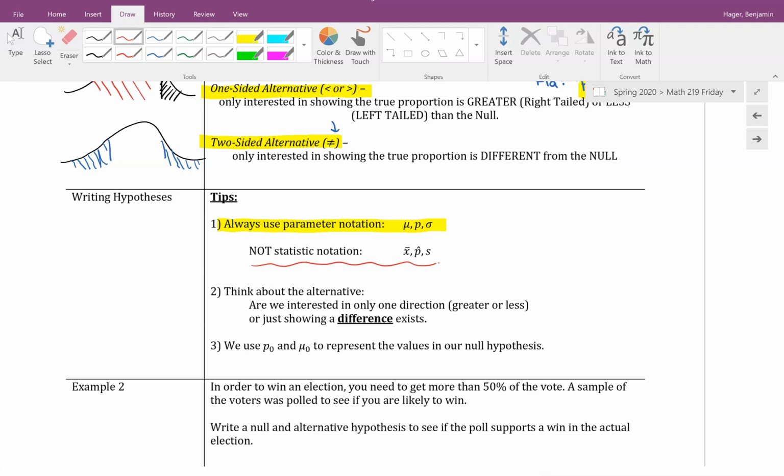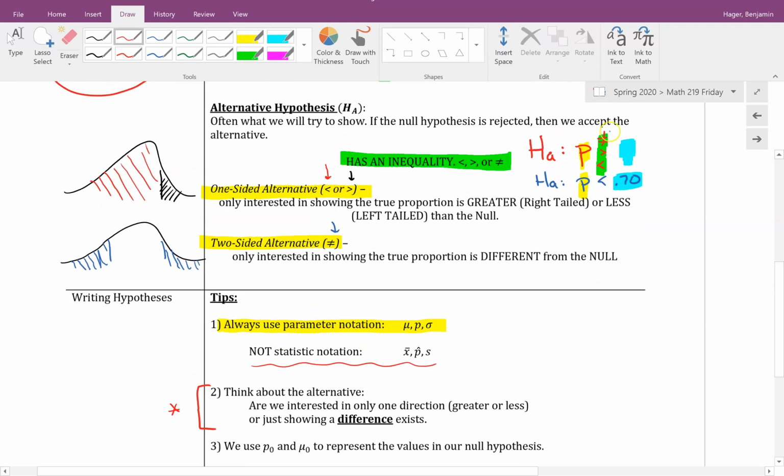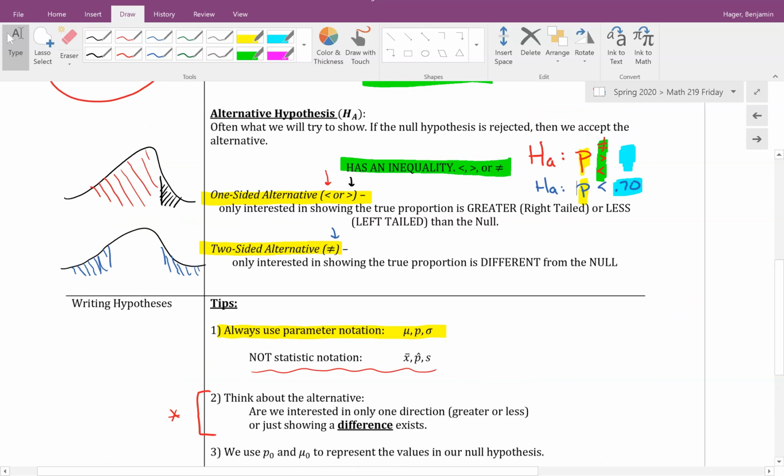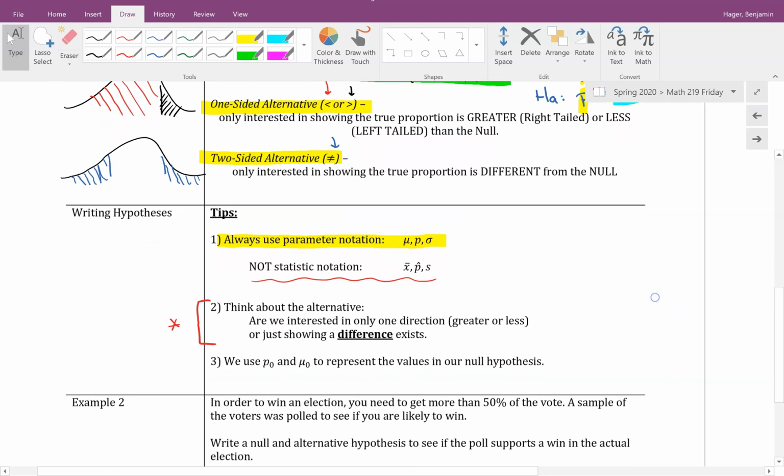Okay, and here they say think about the alternative. Generally, when you read the problem, there's going to be a natural way to make this selection. That's what they're talking about here, is give some thought. Don't just pick randomly not equal or greater than or less than. Look at the problem, and there's going to be one of these that makes sense. And again, you'll see when you get your hands on some examples.